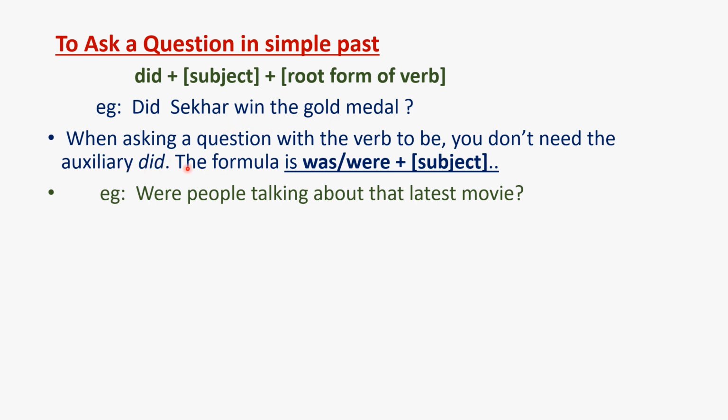When asking a question with the verb to be, you don't need the auxiliary verb, that is helping verb. The formula is was or were plus subject. Look at here. Were people talking about that latest movie? This is the question. Were people talking about the latest movie?